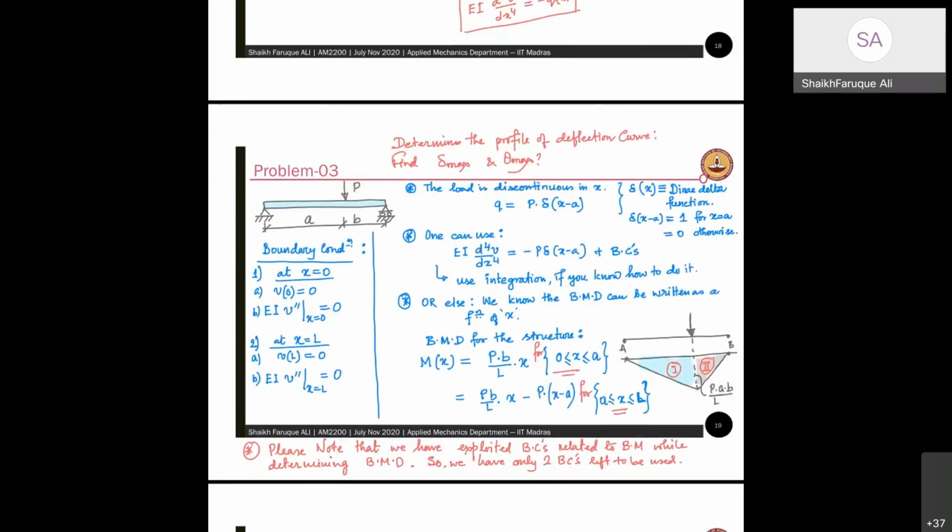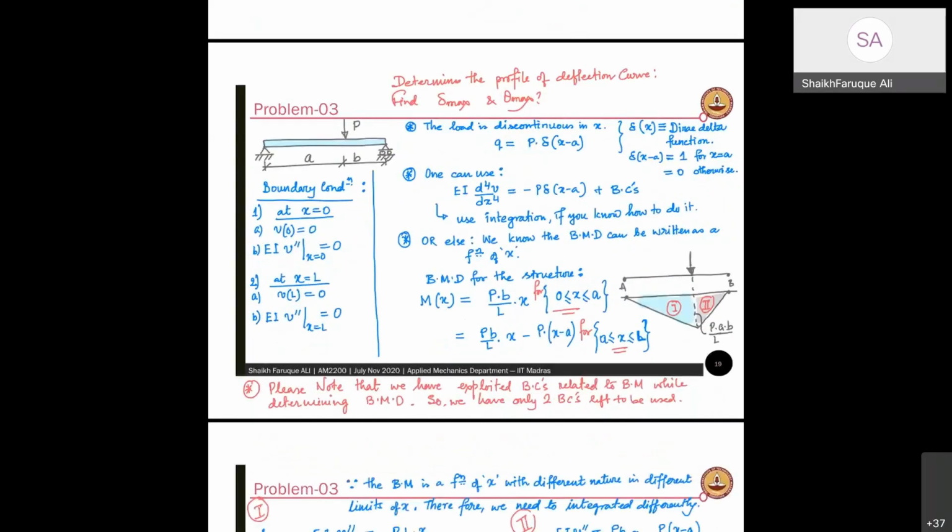So right now I'm writing it as P is equal to P into Dirac delta of x minus a, where a Dirac delta function is making it continuous over the full space, 0 to L. Okay, I know its definition. This is the definition. Delta of x is called Dirac delta function, which is given as delta of x minus a is equal to 1 for x equal to a, otherwise it is 0. So it's a continuous function. Now you can do its integration. If you know how to integrate the Dirac delta function, you can do its integration.